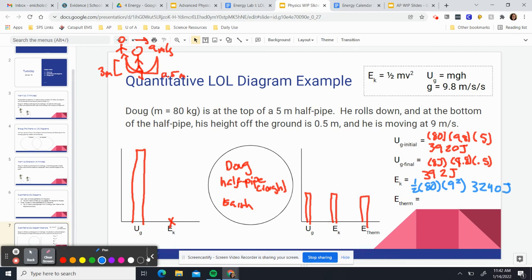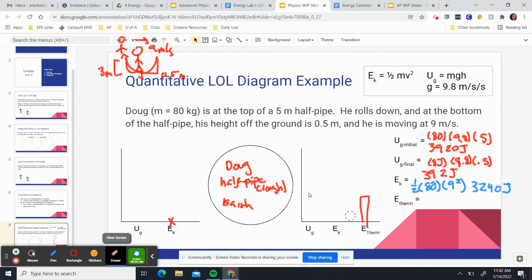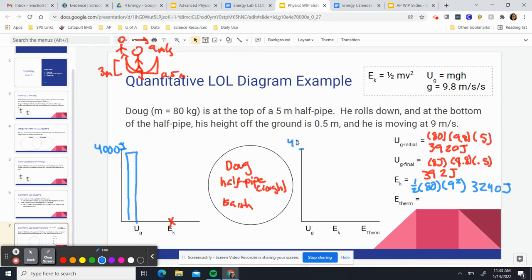So I want to erase my bars and now remake them according to our new scale. I'm going to say this very top is 4,000 joules. Okay, so that means 3,920 should be, by my estimate, just below that. Okay, I want to use the same scale over here so it's easy to compare. So this top value is 4,000 joules.